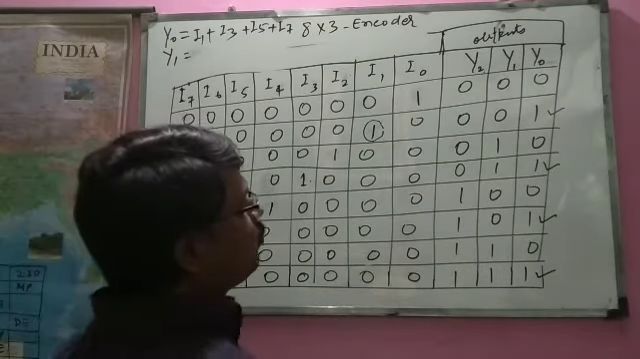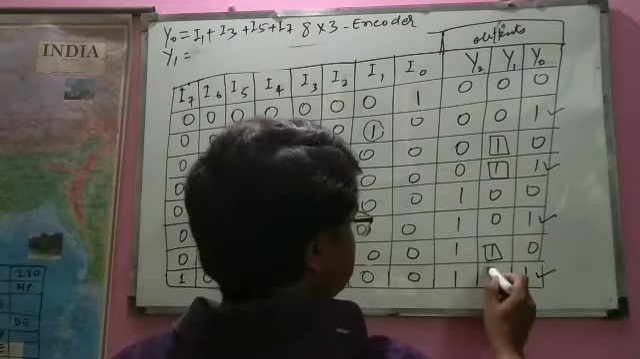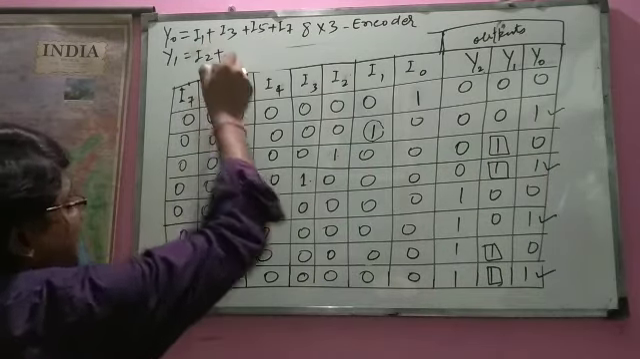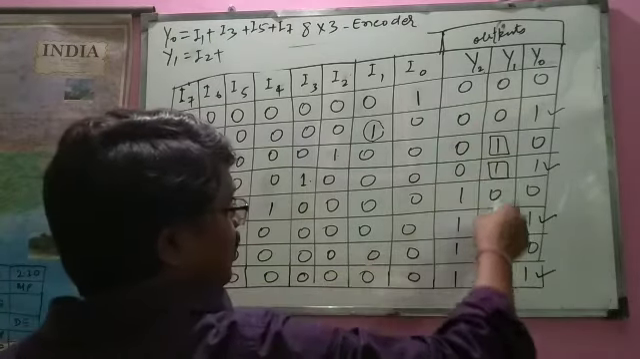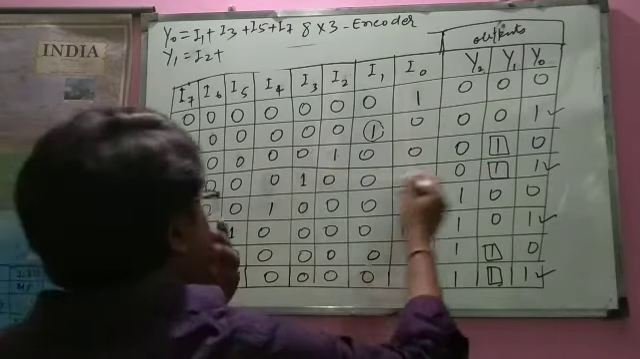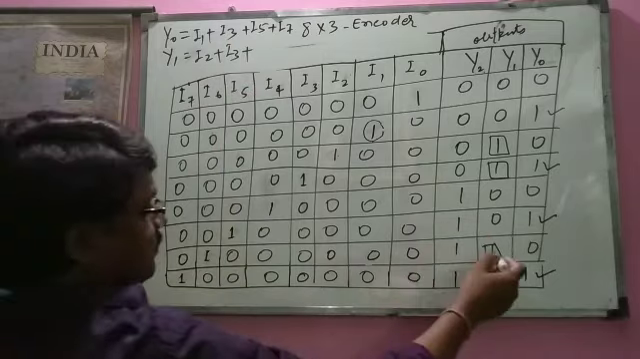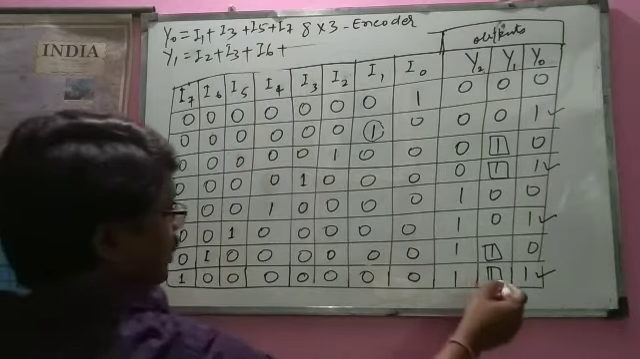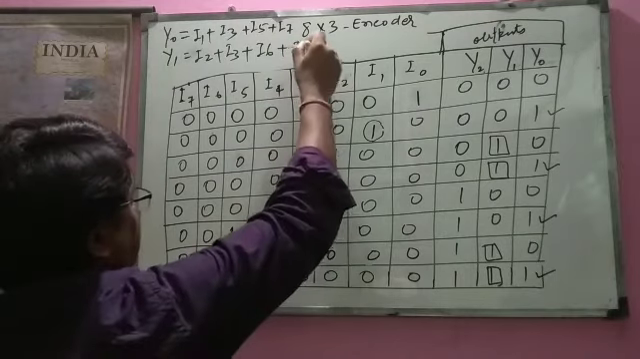This is Y1. So this is 1, this is 1, this is 1, this is 1, and corresponding to this one, it is I2 plus, corresponding to Y1, this is 1, so it will be I3 plus corresponding to this is I6, and corresponding to this is I7.